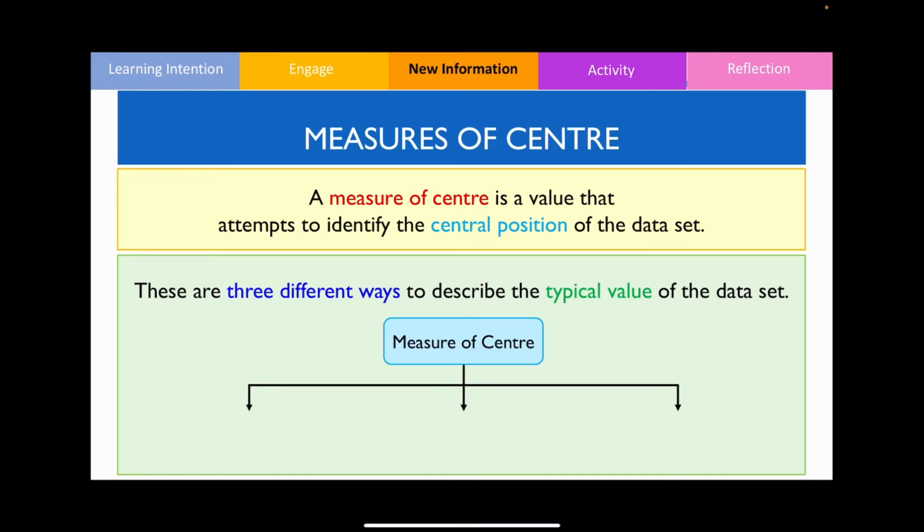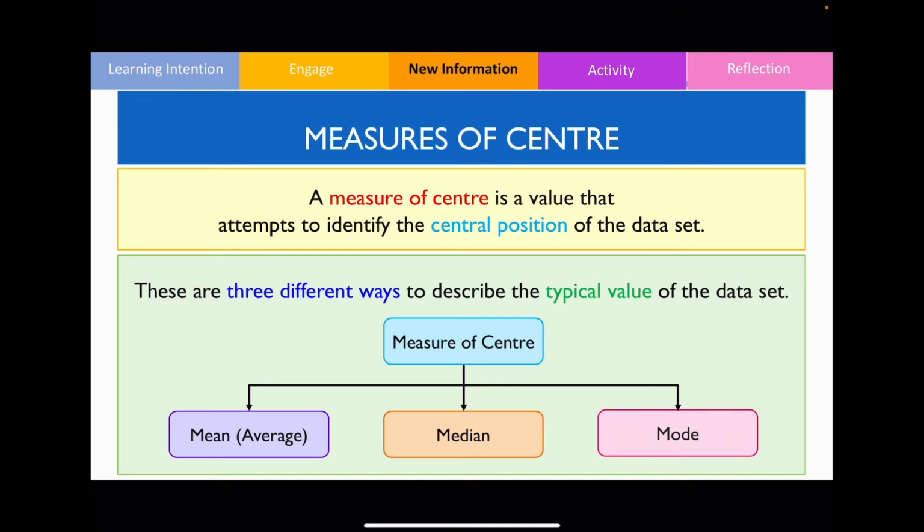One of the ways of doing this is by finding the mean, which is often referred to as finding the average of a dataset. Another way we can do this is by finding the median, and the other one is referred to as the mode. And I'm going to be showing you how to actually obtain the mean, median, and mode of any given dataset. So let's look at how we find the mean.